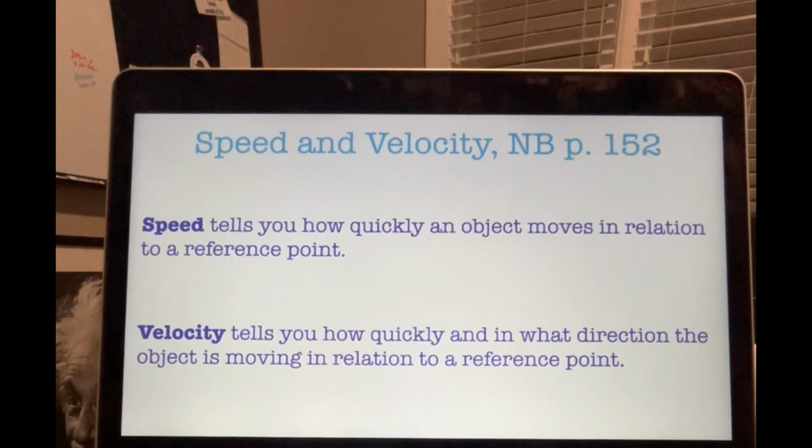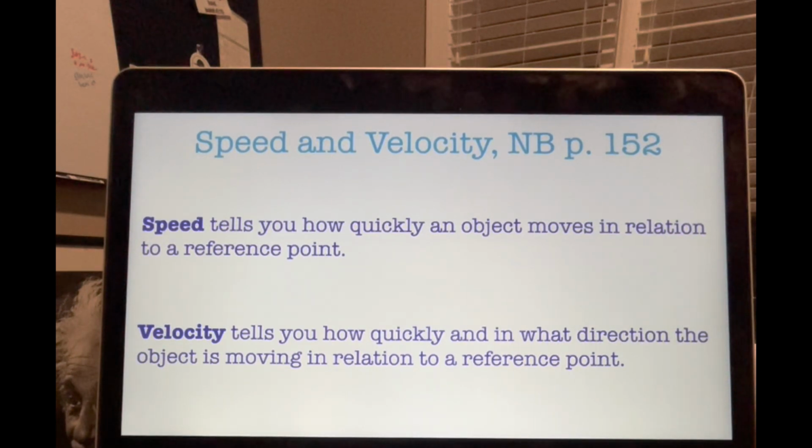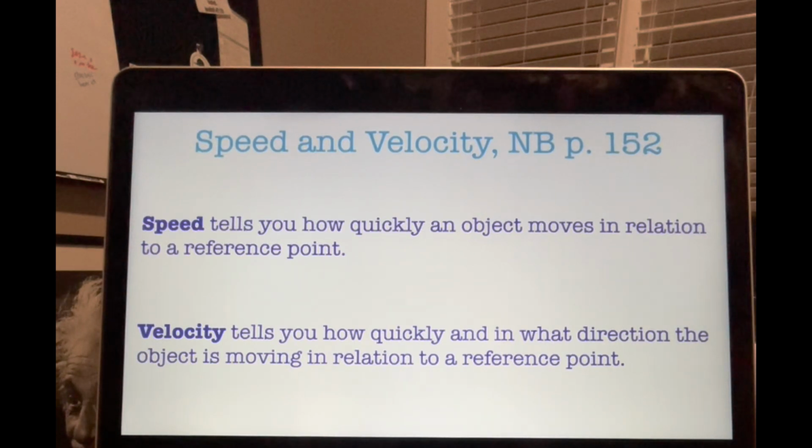By now, you should appreciate how including directional information can make a big difference when giving someone directions. Directional information is also important in talking about velocity. You will learn much more about the difference between speed and velocity when you take physics in high school, but we'll get a good foundation now, so let's talk about speed first.